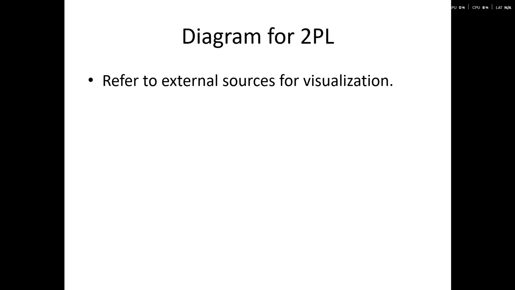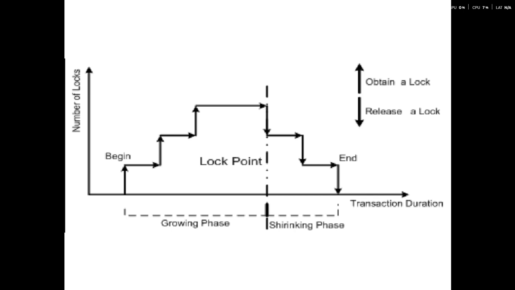Diagram for two-phase locking protocol. Refer to the external source for visualization. This shows the number of locks: begin, lock point and end. The upper arrow is obtaining a lock. The lower arrow is releasing the lock. The growing phase and shrinking phase are in the middle, one after another. Then the transaction duration is the horizontal line below.